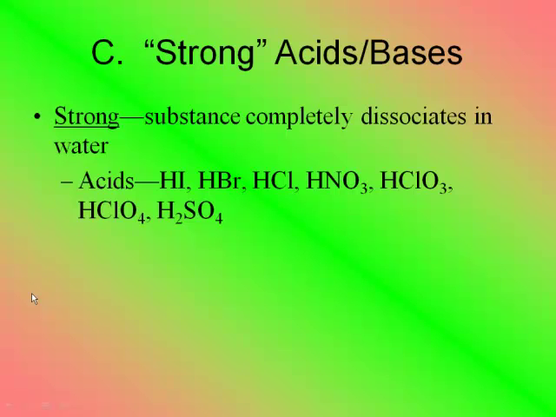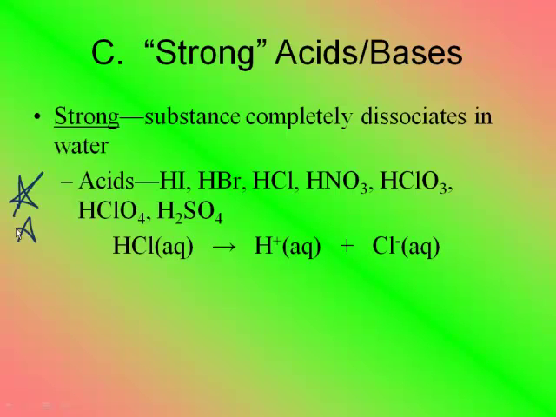1 was the periodic table. 2 was the polyatomic ions. And 3 are your 7 strong acids and your 7 strong bases. So you have to know your 7 strong acids, which are HI, HBr, HCl, HNO3, HClO3, HClO4, and H2SO4.